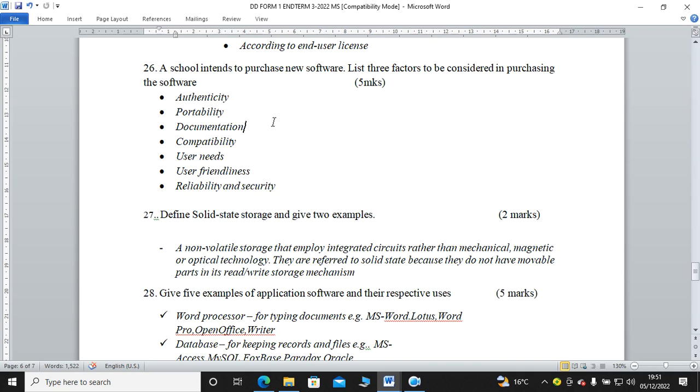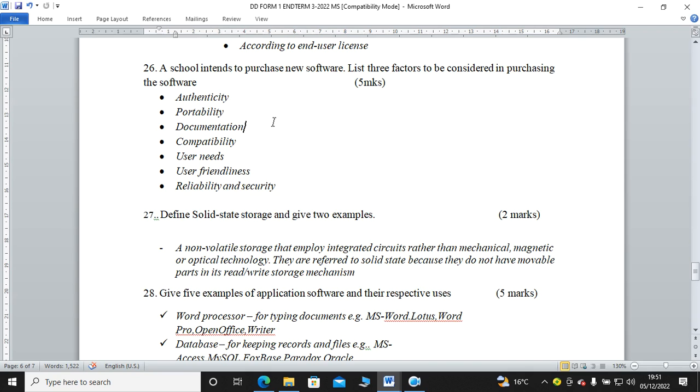Documentation, as was said, this refers to the manuals. This is an explanation on how to use a certain software. Then we have compatibility. Compatibility means whether a software can be used, can be accommodated by all devices or just a few devices. Then we have user needs. That depends on what you want. User friendliness. This means the ease of use. How easy is it to use? That is user friendliness.